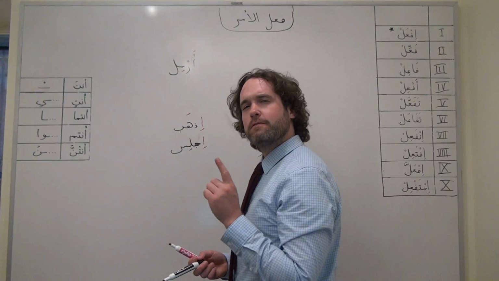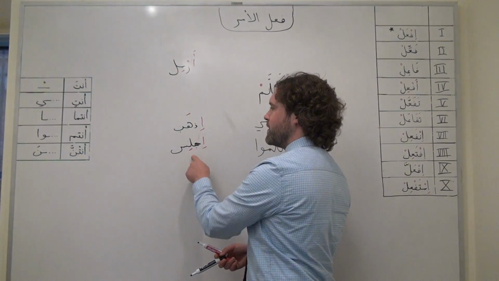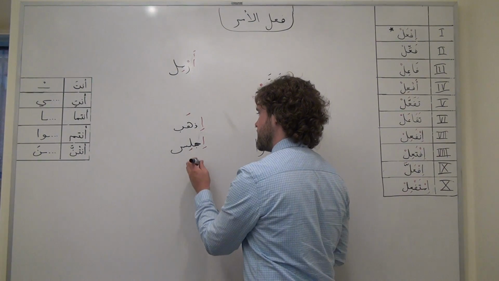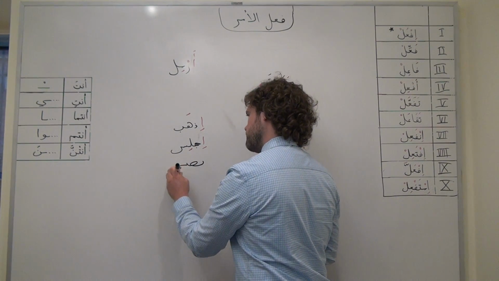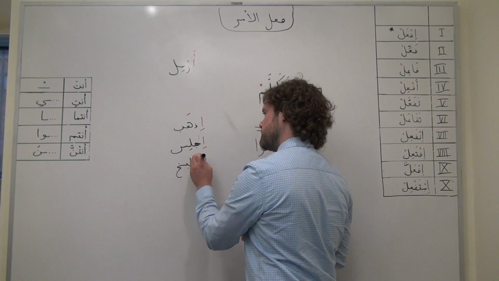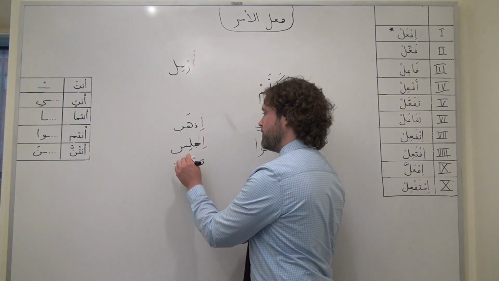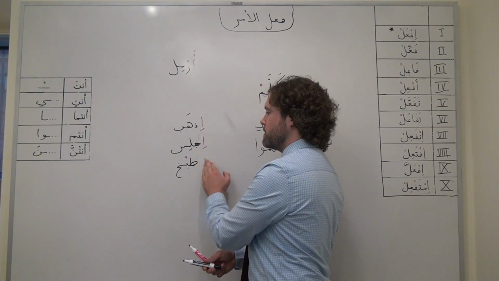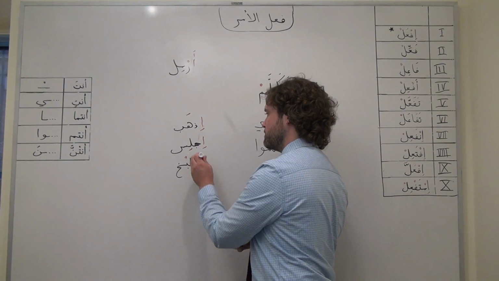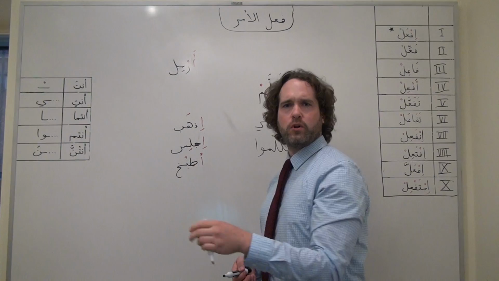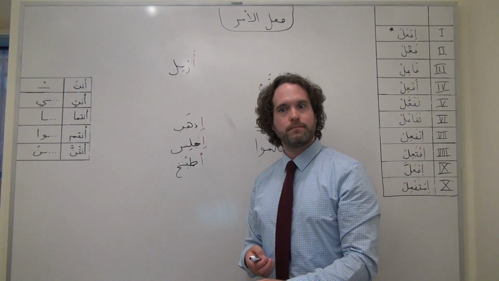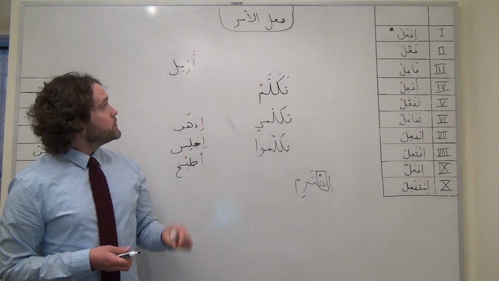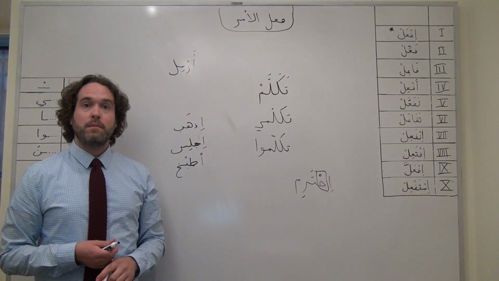But if I have a verb whose middle vowel in the present tense in Form 1 is a dhamma, like say tatbukh, that verb for cooking, I have a dhamma here, so I have to have a dhamma as my first vowel as well. Utbukh, hurry up and cook. And that is pretty much it. Now you know how to boss people around in Arabic.